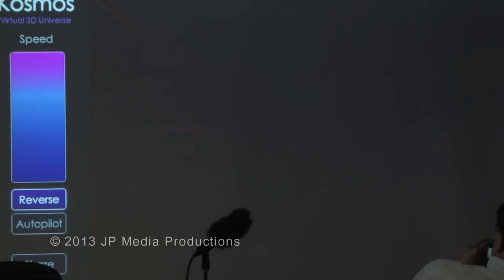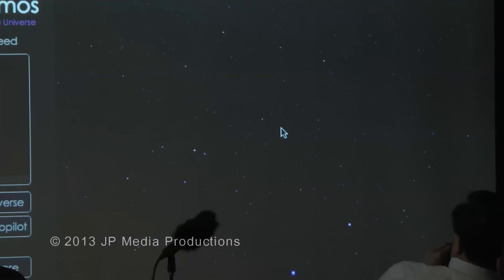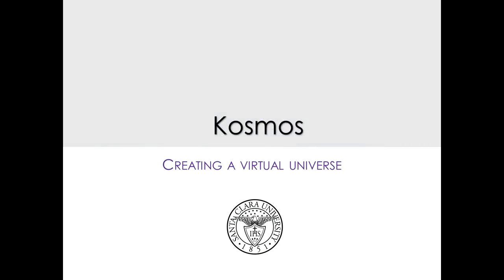Now what you're seeing now is redshift. We're going backwards so fast, you're experiencing the Doppler effect on light. I'm going to stop and go forwards. Now, that's blue shift. So it simulates a Doppler effect. It's not exactly realistic, but it's a nice artistic interpretation of that. And of course, you can explore billions of planets. I highly recommend you check it out if you get the time. So now I'm going to talk about how this is done.